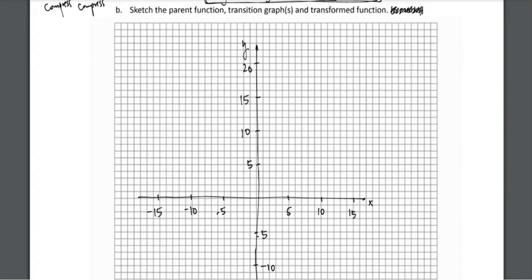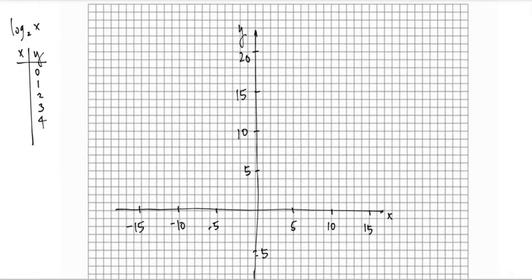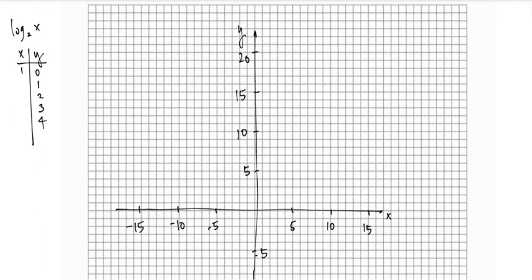So my parent function, log base 2 of x. So this is the inverse of 2 to the x. So we can just use those points from 2 to the x and reverse them. So if I use 0, 1, 2, 3, 4, right, then 2 to the 0 is 1, 2 to the 1 is 2, 2 to the 2 is 4, 2 to the 3 is 8, 2 to the 4 is 16. That's about as far as I can get on my graph, so I'm going to leave it at that.